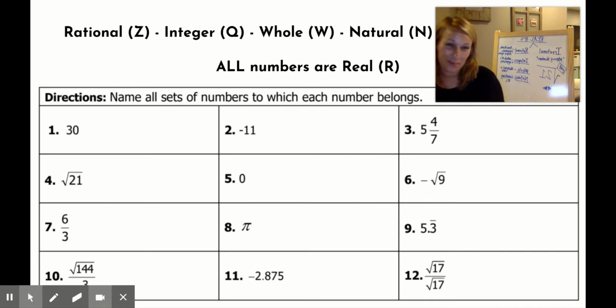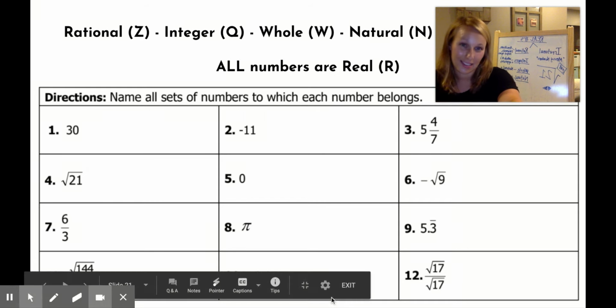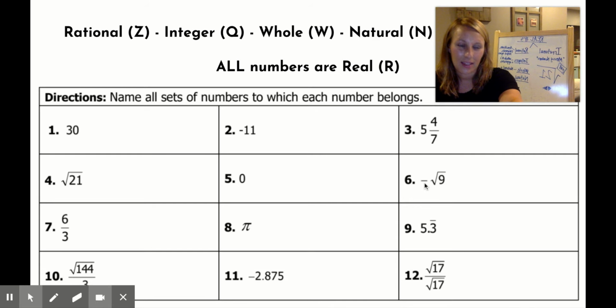Some of you maybe didn't make it too far, and that's okay, because there's something new in all of these examples. So number 6, there's a square root and then a negative on the outside. So we actually have to simplify first. Simplify before you classify. The square root of 9, do you know it? If you don't, type it in your calculator, but the square root of 9 is 3. And then the negative is on the outside. So that means negative 3.